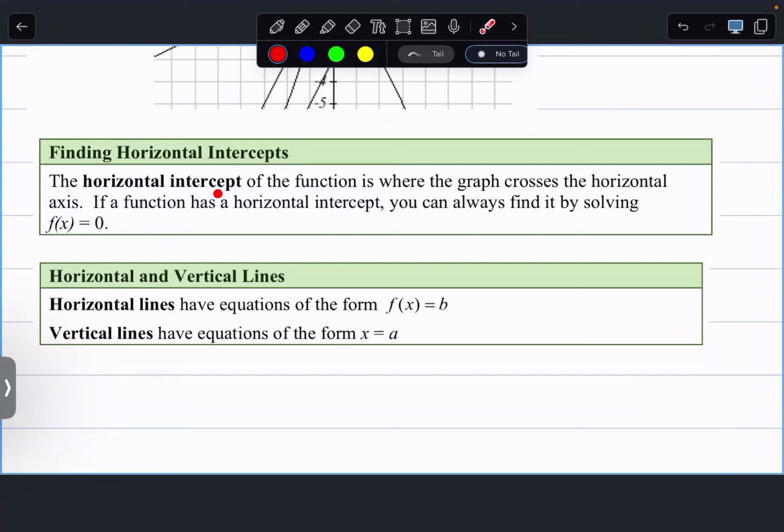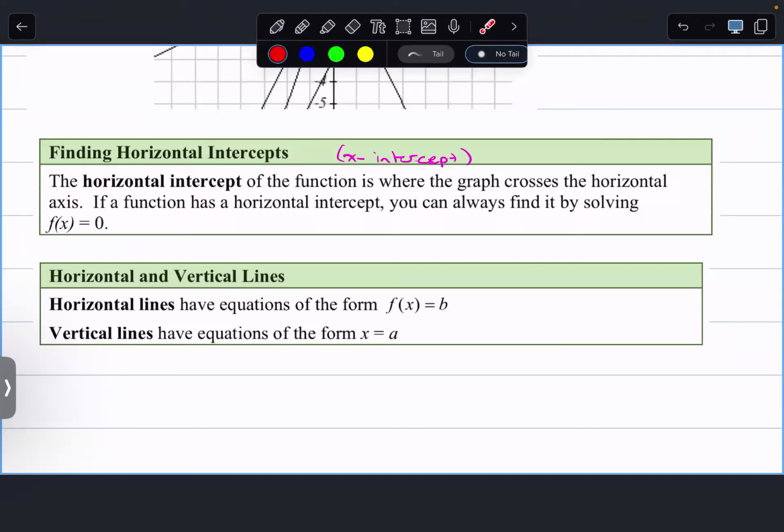What about the horizontal intercept? So we've talked about the y-intercept, but the horizontal intercept is the x-intercept. The lesser known intercept, or the lesser cared about intercept, right? It's not part of our equation, but sometimes it's nice to know where it crosses the horizontal axis as well, right? Crosses the x-axis.